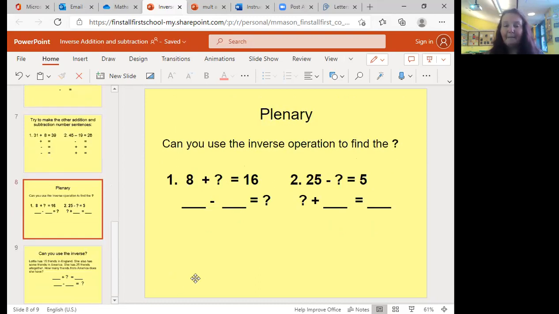Welcome back. Right, last question. Can you use the inverse to find the question marks? It's quite a tricky one. Have a good look. Have a try in your book now. Use a number square if you need to, or some cubes. Have a go now. 8 add something equals 16.